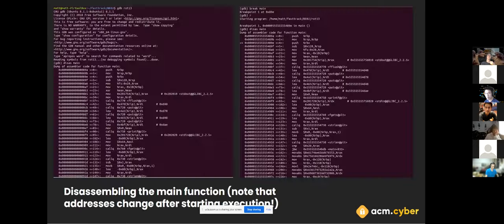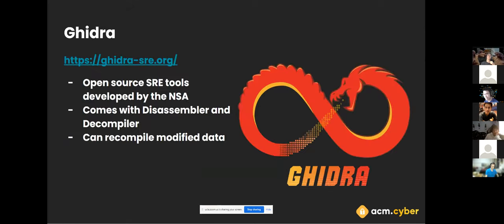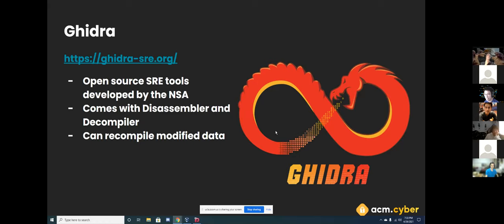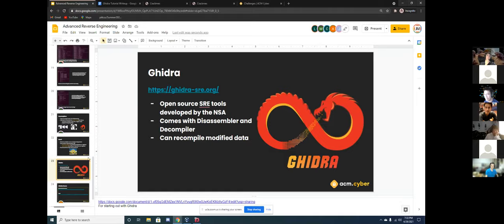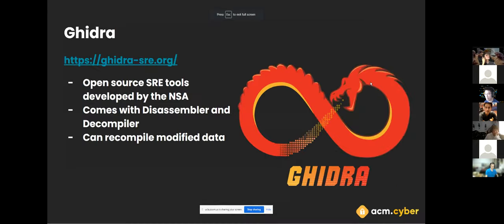All right, so today's topic of conversation and demo is Ghidra, which is an open source reverse engineering tool developed by the NSA. I think it was made open source in 2019. It comes with a disassembler and decompiler. You can also patch code, and you can compile modified data. So if you haven't already, go to this link. And I have this Google Doc if you end up a little bit behind and you need to catch up.